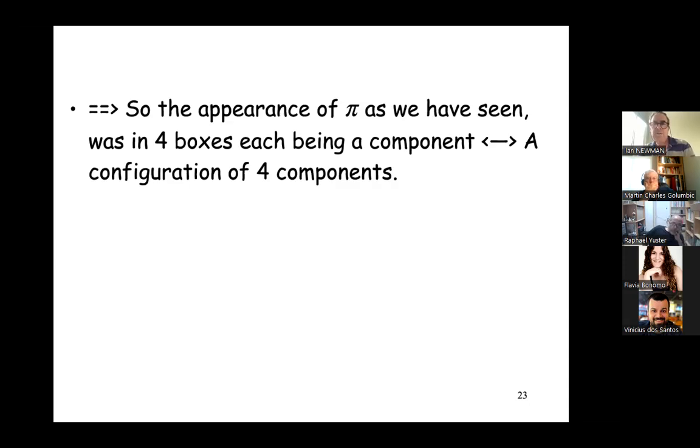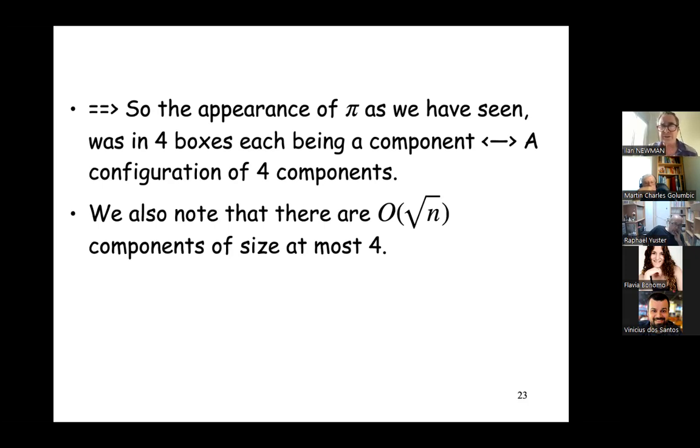And if we go back now, remember that the easy case was that we found a pi in 4 boxes, none of which share a column or a row. And we call that a pi box appearance. It was exactly a pi box appearance because none of the boxes shared a column or a row. So we didn't care about the actual placement of the points in the box. And in that case, this is a configuration of 4 components. So it's a pi appearance in 4 components.